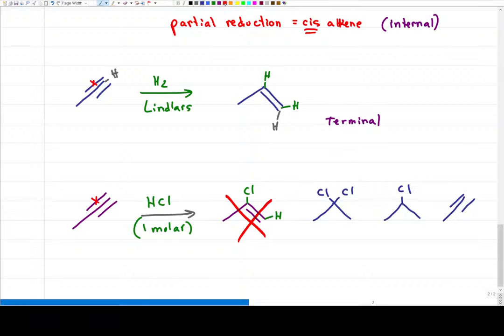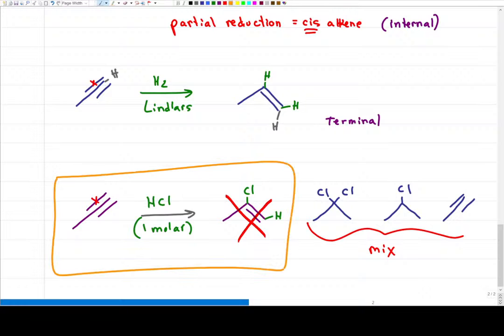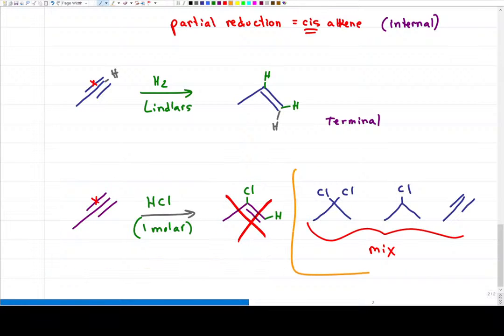So in reality, you're going to get a mix. There's no way to control where the chlorine goes. So here's what I want you to do. See if your professor taught it this way. If you're not sure, ask your professor, because on some exams this is the required answer, but in reality, this is what happens. Again, think of it logically. How are you going to control this? And I'll give you a real-world example.